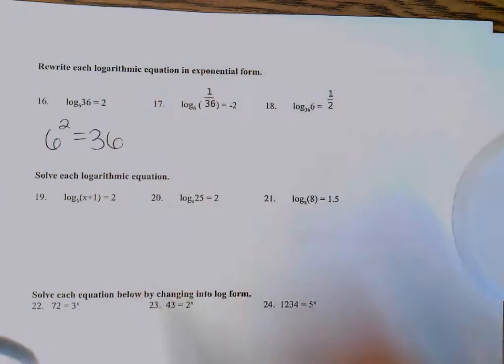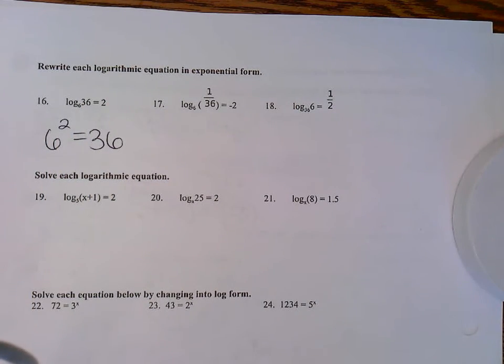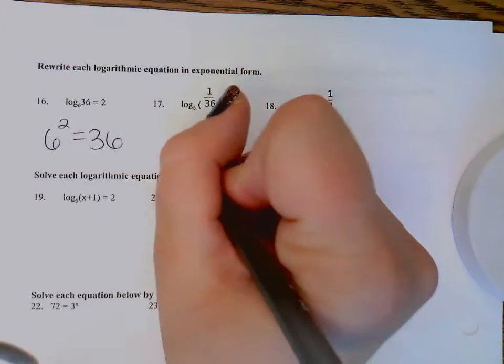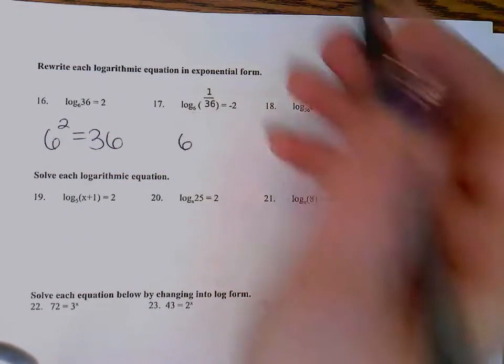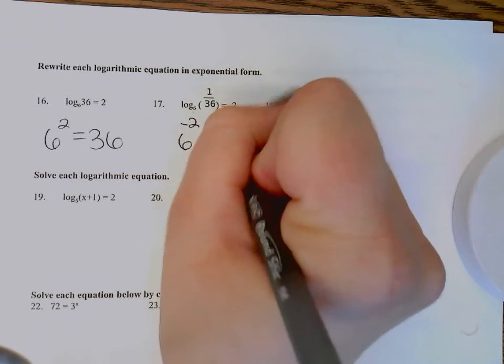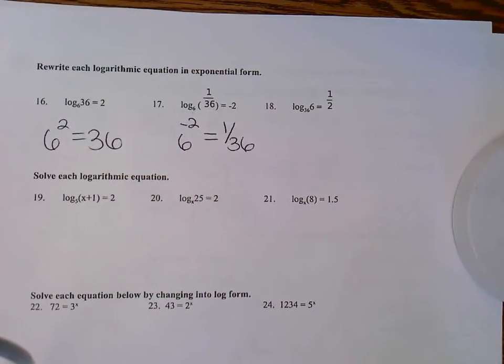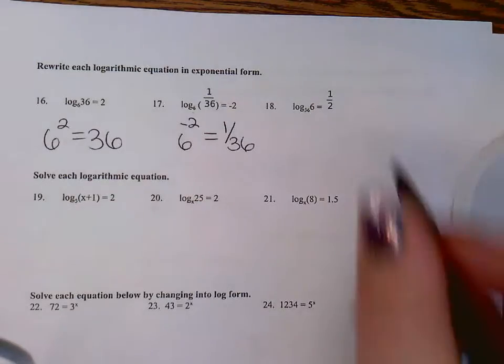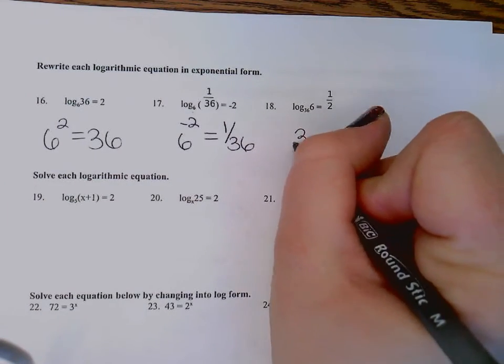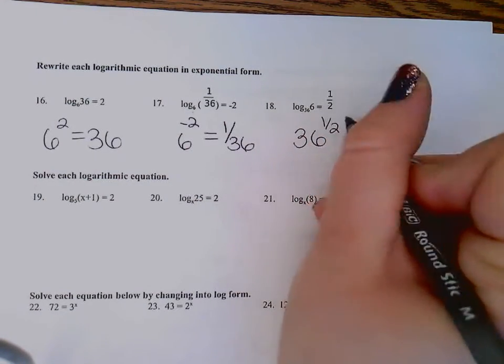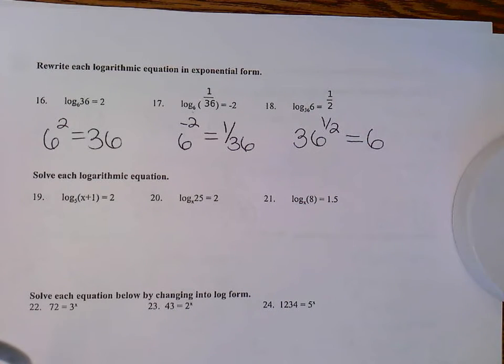I know how to go between log and exponential form. That's an essential understanding to be able to solve what's coming next. So 6 to the negative second power gives me 1 over 36. And this one is 36. We know that the square root, the 1/2 power, gets me 6.